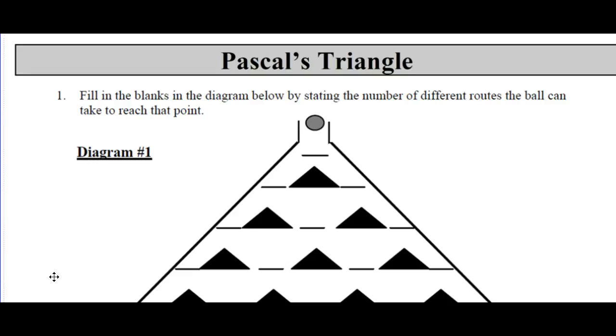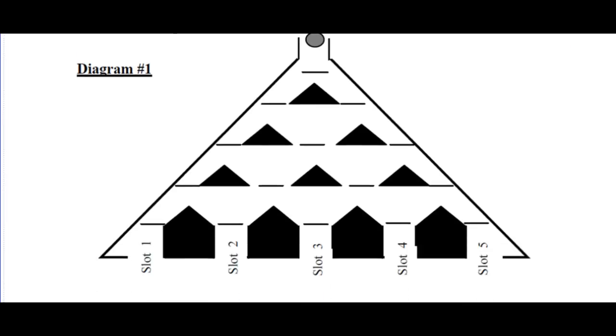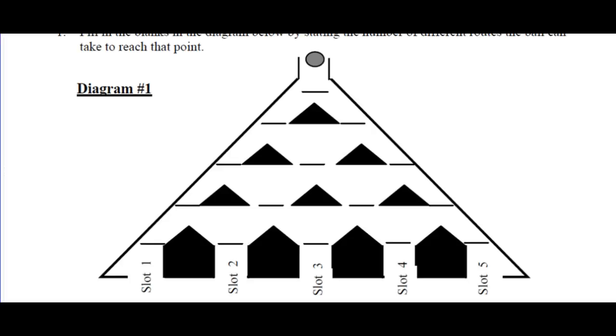Fill in the blanks in the diagram below by stating the number of different routes the ball can take to reach that point. So how many ways can it get here? One way, right? It's got to come from back here. Yeah. How many ways can it get here? One. Here. One. Here. Here.